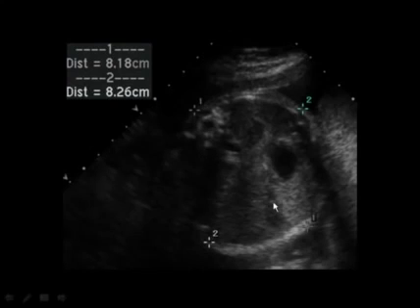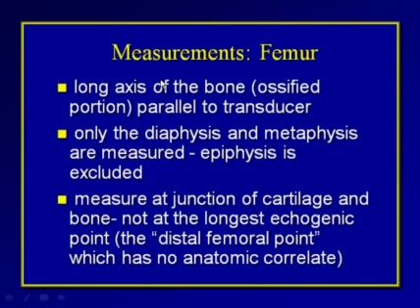Here's a better image of the same fetus, and all that's happened is that the probe has been moved just a little bit medially on the mom's anterior abdominal wall, and now we can see the skin surface to fluid, skin surface very clearly, and we can see that our measurements are very close to each other, so I know that I have a true circular diameter.